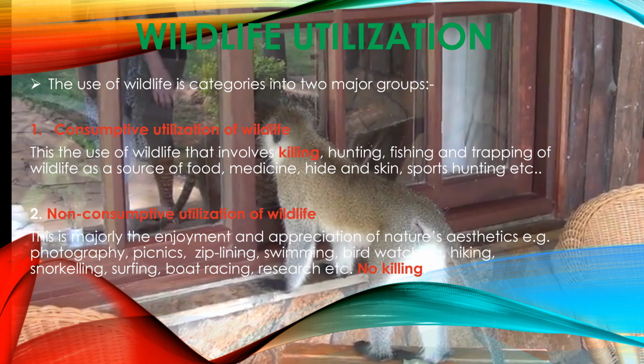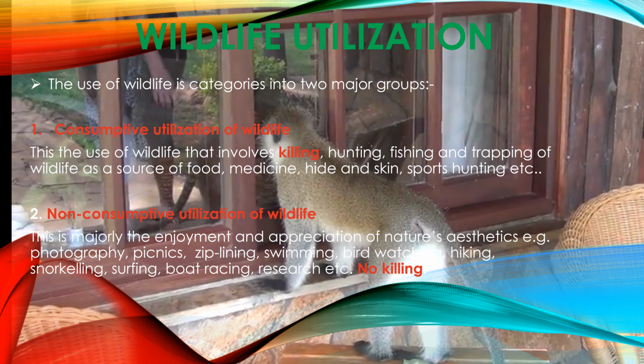Finally, on introduction to wildlife conservation and management, we're looking at wildlife utilization. And these are categorized into two major groups. Number one, consumptive wildlife utilization. This is the use of wildlife that involves literal killing of wildlife through hunting, fishing, and trapping of wildlife as a source of food, medicine, hide and skin, sports hunting, etc. So this is the use of wildlife that is mostly discouraged.